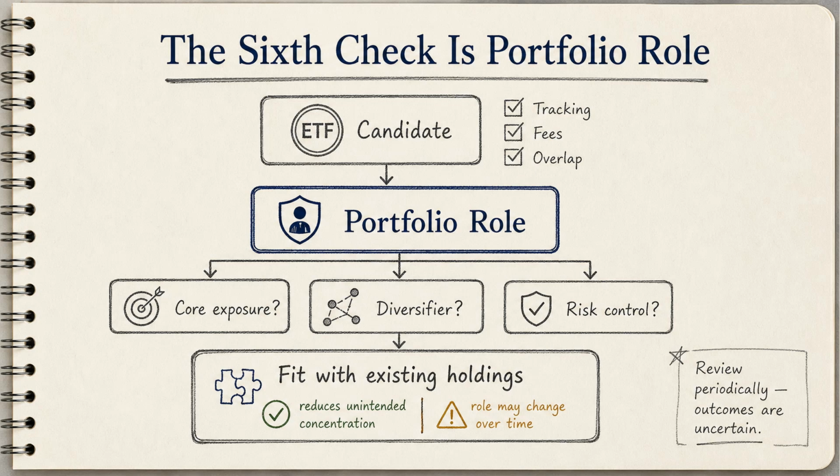The sixth check is portfolio role. Each ETF should have a job: core market exposure, satellite theme, dividend income, bond defense, inflation hedge, cash parking, international diversification, or tactical risk. If a fund no longer has a clear job, it may simply be a leftover from a past story, a popular trend, or a short-term performance chase. A useful review asks, if I were building the portfolio today, would this ETF still earn its place?